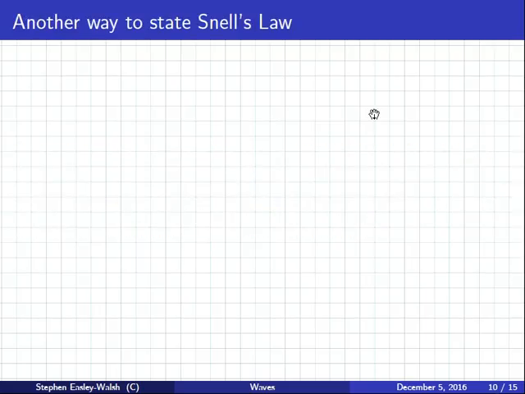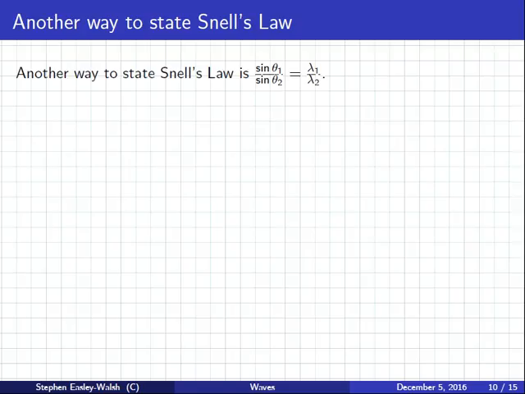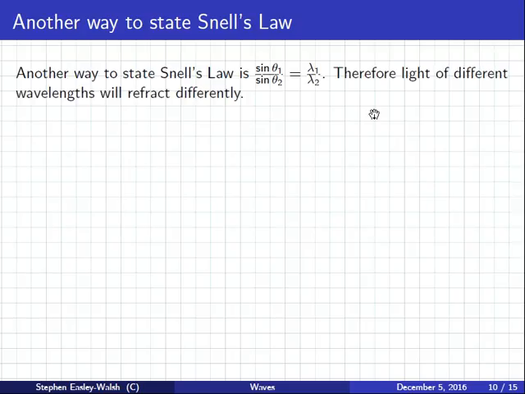Another way to state Snell's law is by using the wavelengths. So you could say sine theta 1 over sine theta 2. Do we have black light? No. There's no such thing as black light. You can have black surfaces, but not black light. Another way to state Snell's law is sine theta 1 over sine theta 2 equals wavelength 1 over wavelength 2.